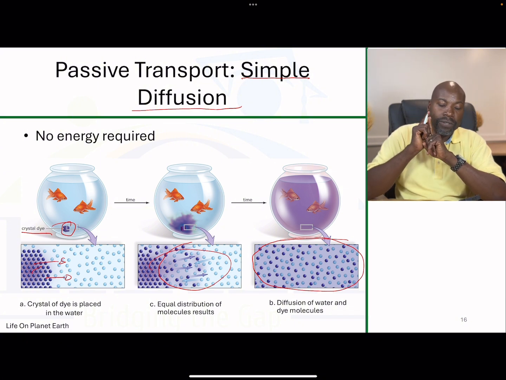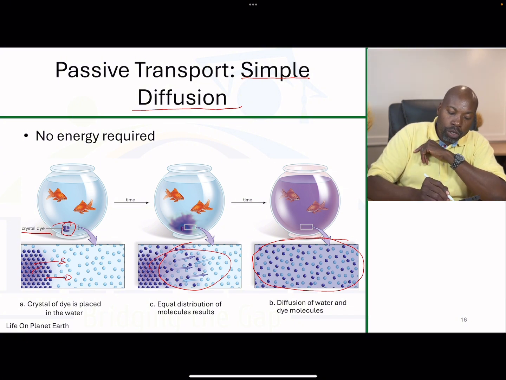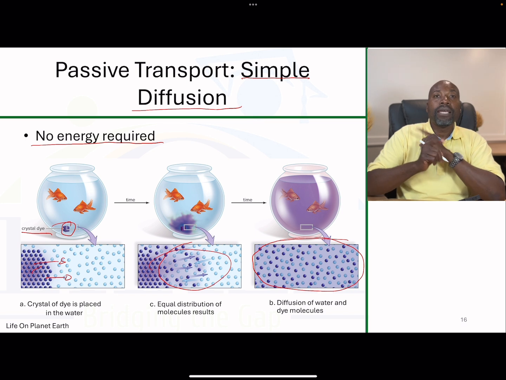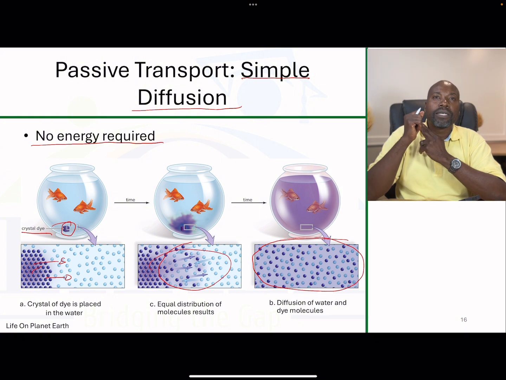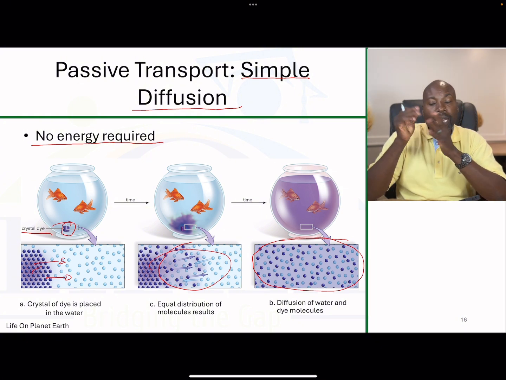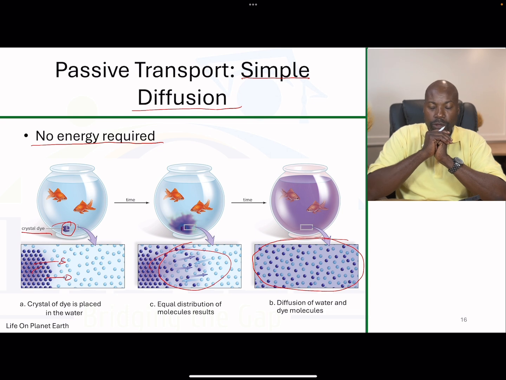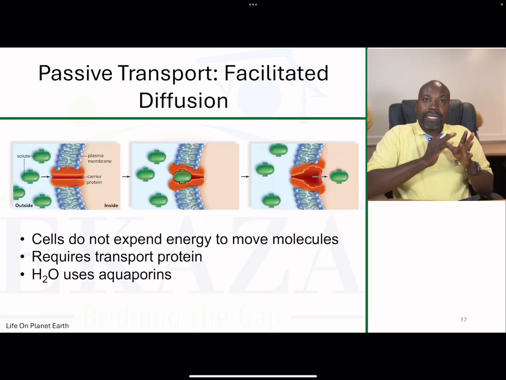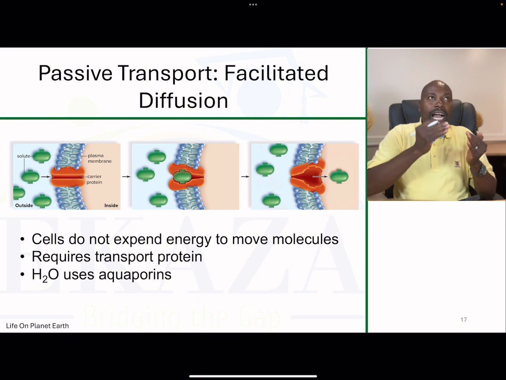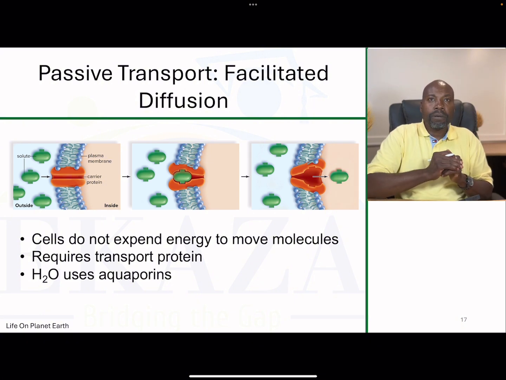Now, remember, simple diffusion does not require energy. Examples of chemicals that can do simple diffusion are oxygen gas, carbon dioxide gas, and nitrogen, to name only these three. So now, besides simple diffusion, you have another passive process.